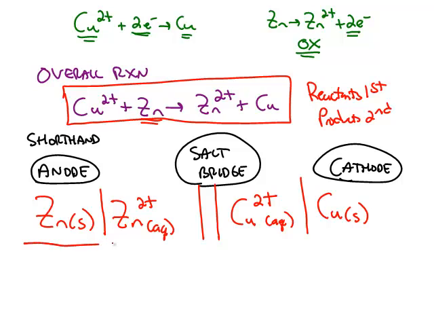So from an overall shorthand like this, you can quickly see what's being oxidized and what's being reduced. Whatever's on the left, that's the anode, so this has to be an oxidation reaction. Whatever's on the right, that's the cathode. This has to be a reduction reaction.